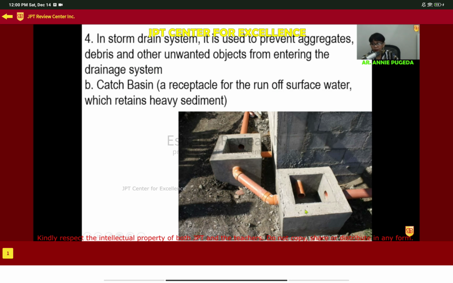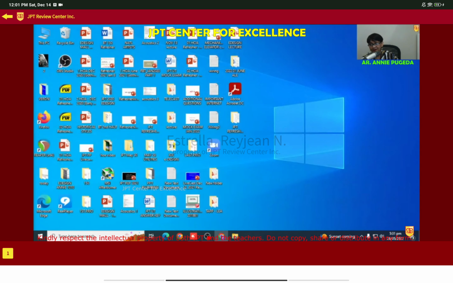Next. In a storm drain system, it is used to prevent aggregates, mga debris. Doon muna, para siyang drum trap. Nandun mga dumi ng pusa, kung ano mang lumaglag din sa bubong mo. Unwanted objects from entering the drainage system. So, dito muna siya, lilinisin mo rin yan, tubig lang yung patutuloy natin. Therefore, that is catch basin. Okay, kita nyo, bilis.